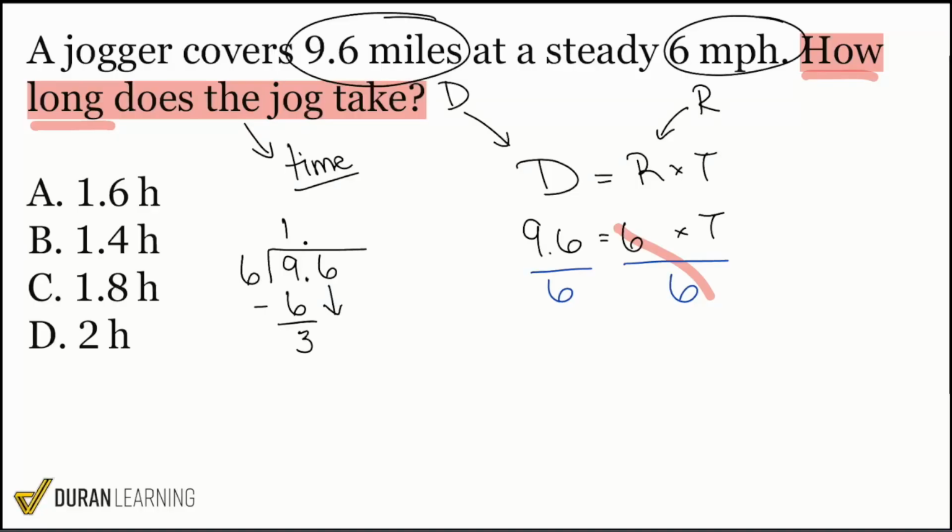We're going to drop the 6 down right here, and now we have 6 going into 36. How many times does 6 go into 36? Yeah, that'll be 6 times, and there we are. All done. Our final answer here, the correct answer, is going to be 1.6 hours. And that is answer choice A.